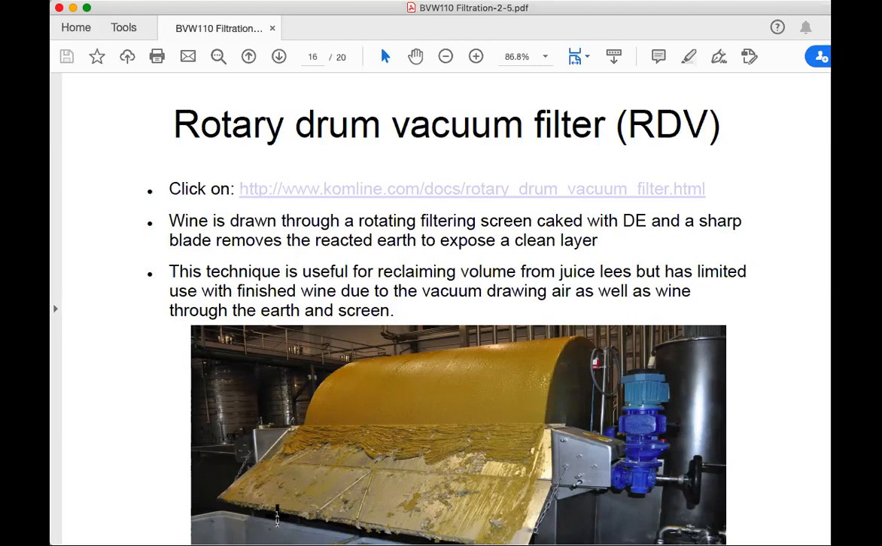And this is a really good method for reclaiming juice from tank bottoms. So you'll recall when you racked your demijohn, there was some volume left at the bottom of it.